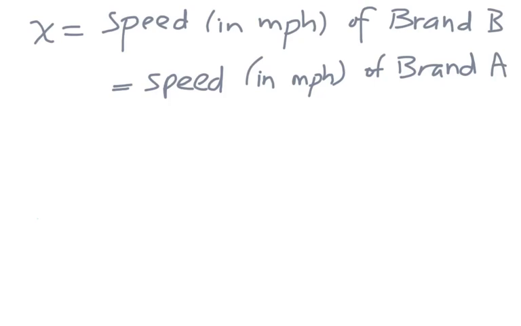I started my process by writing down the important information that x will be defined as the speed in miles per hour for brand B's scooter. And then I'm going to define the speed in miles per hour for brand A as the x from brand B plus an additional 2 miles per hour.